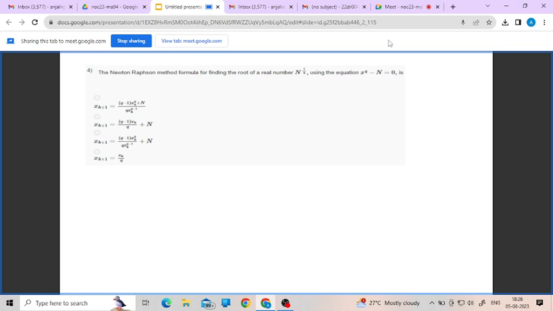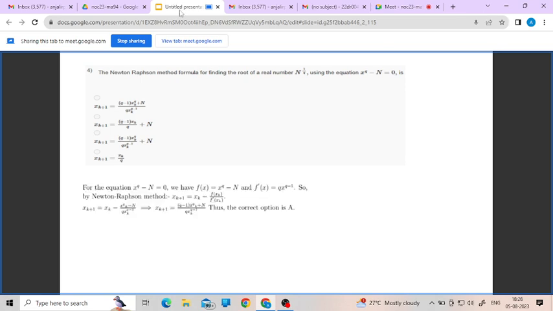Okay, so Ayush is saying the first option. Okay, so it's correct. So how will you proceed? For the equation x power q minus n equals 0, take x power q minus n as the function f of x. So according to that you will get f dash x as q x power q minus 1. Okay, so what is the Newton-Raphson method? xk plus 1 equals xk minus f of xk upon f dash of xk. Just substitute the values of f of xk and f dash of xk.